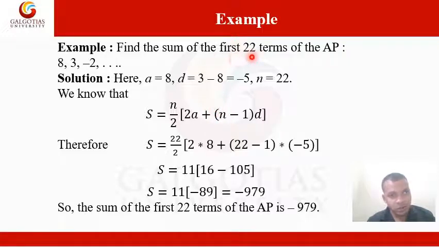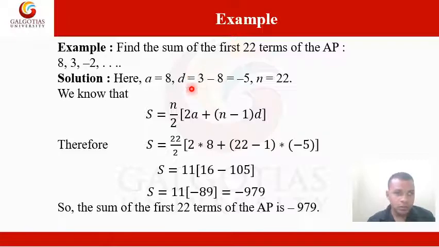So how many terms you want to get? 22. So n is equal to 22. A is your first term. So can you tell me what is the first term? First term is going to be 8 here. You can put here 8. And what is d? d means common difference. That means second term minus first term, same as third term minus second term. That should be common. So the common difference is going to be 3 minus 8, which is minus 5 here. So I can write here minus 5.